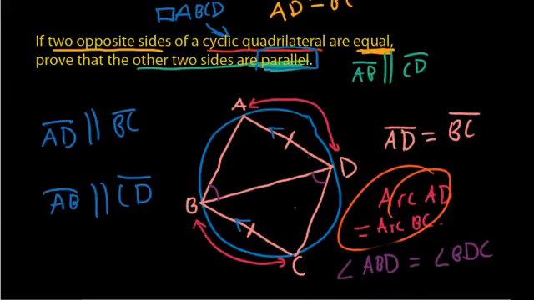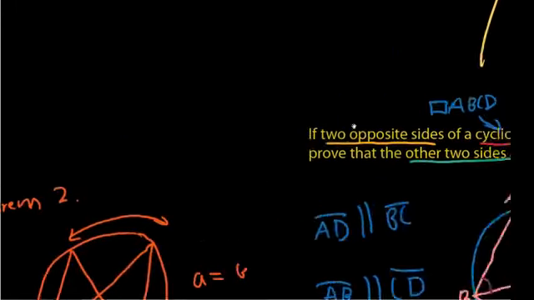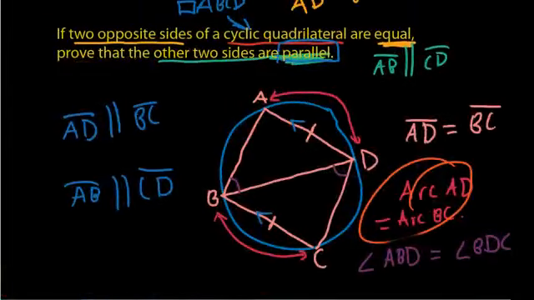So we're done. We've shown that, according to circle theorem 2 and alternate angles, two opposite sides of a cyclic quadrilateral are equal. That this means the other two sides must be parallel. We're done.